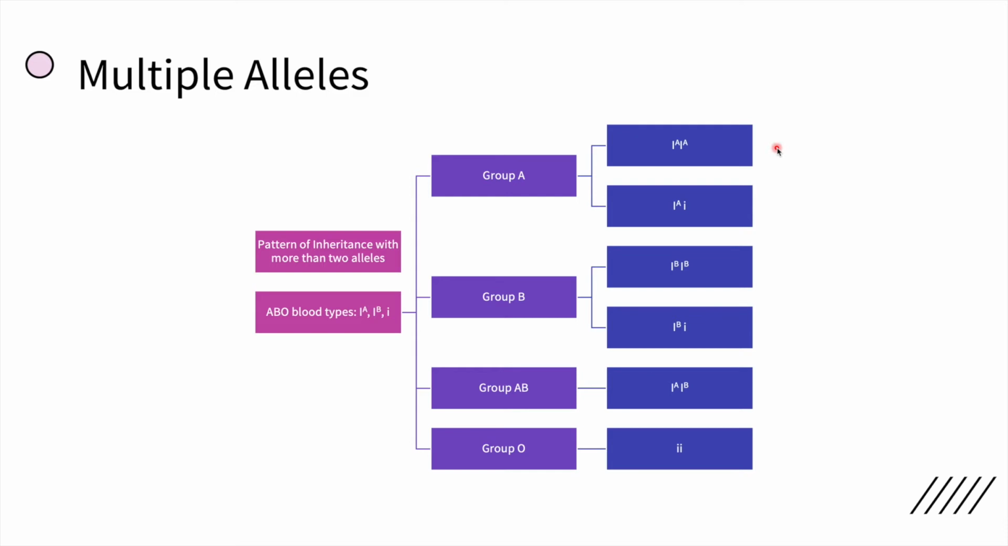Group A can either be homozygous dominant for IA or heterozygous, IA lowercase i, demonstrating complete dominance. Group B can be IB, IB, again homozygous dominant, or heterozygous, IB and i, again demonstrating complete dominance. Group AB can only have the genotype of IA and IB, demonstrating codominance because each allele is expressed equally. And Group O can only be lowercase i, homozygous recessive.